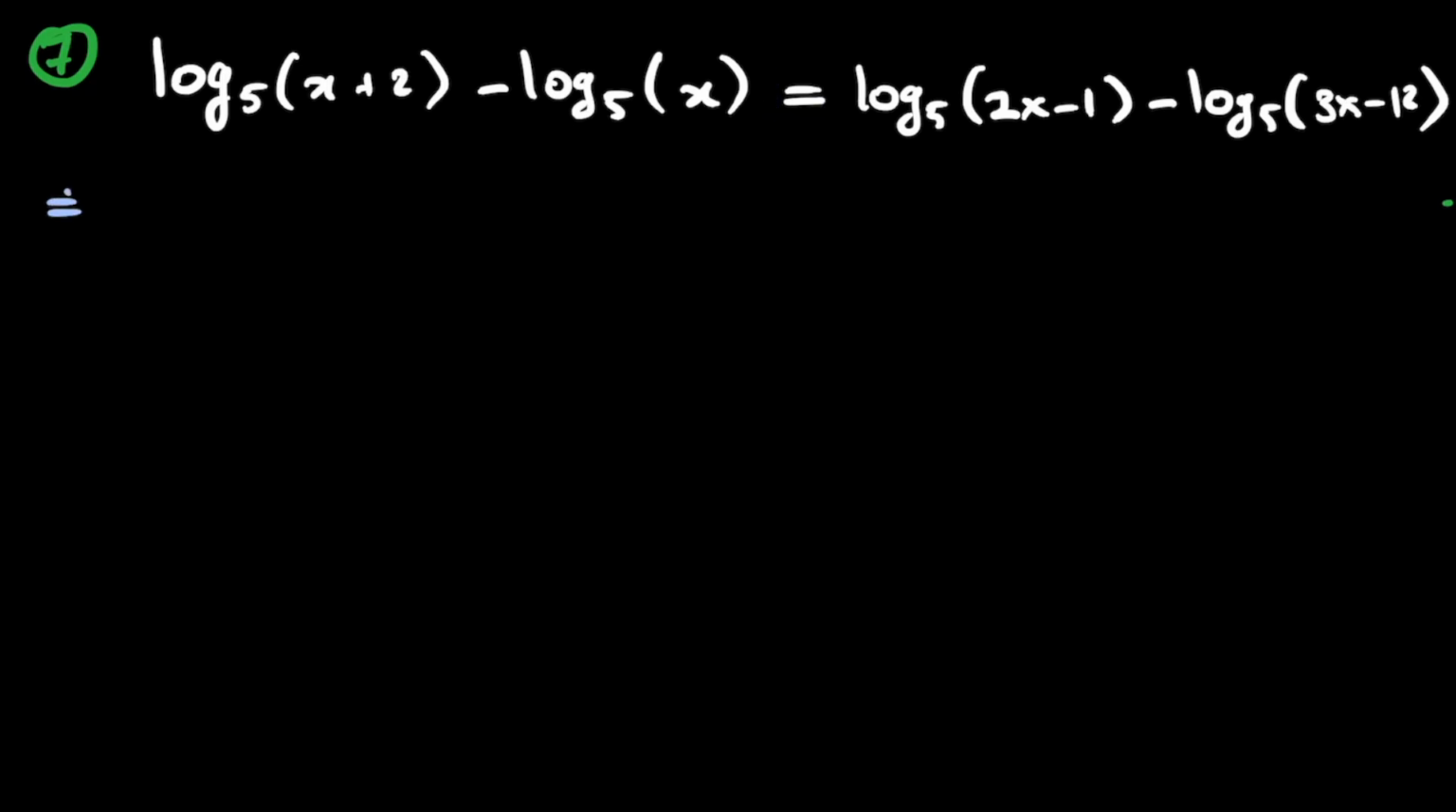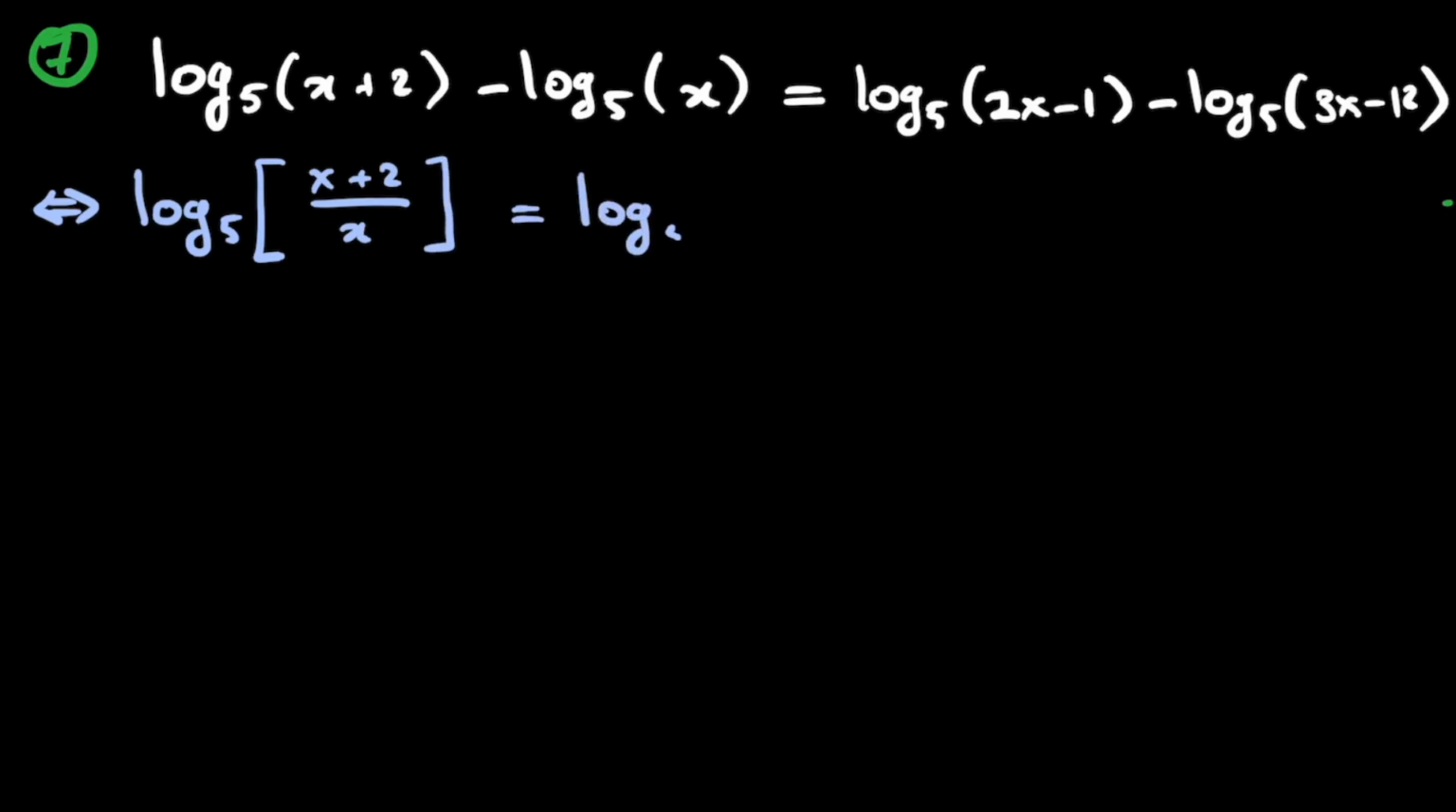So first we use the property of adding and subtracting logarithms. Since they all have the same base, we can simply do this. So we get the logarithm with base 5 of x plus 2 divided by x on the left hand side, and on the right hand side we simply have the logarithm of base 5 of 2x minus 1 divided by 3x minus 12.